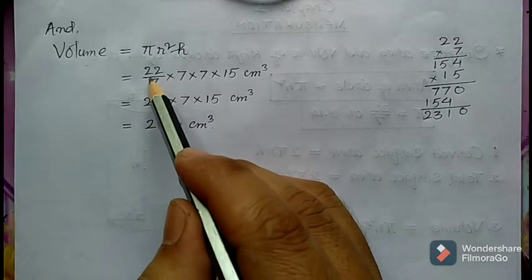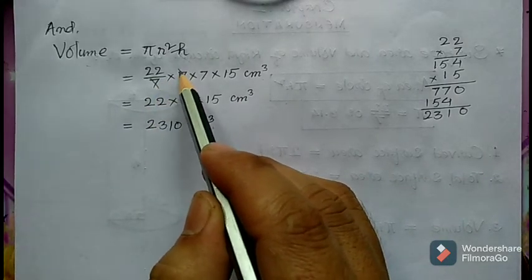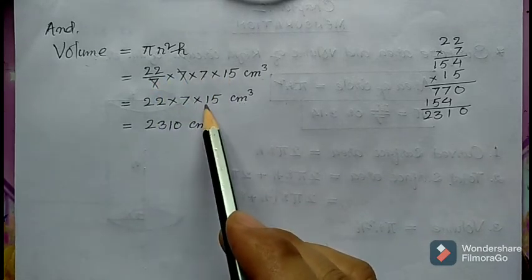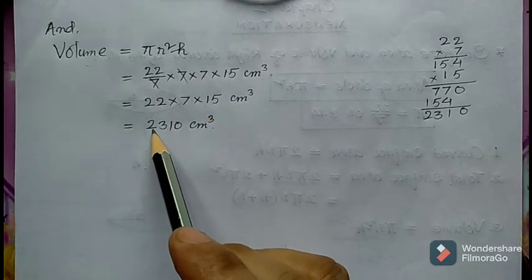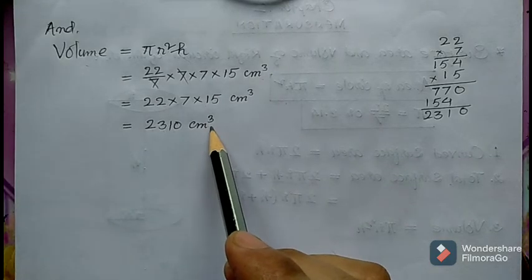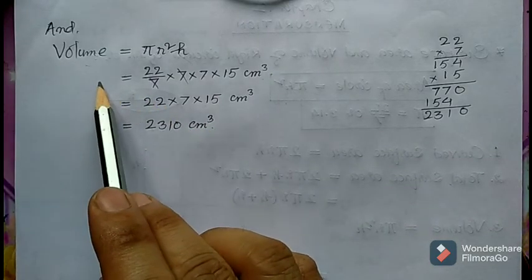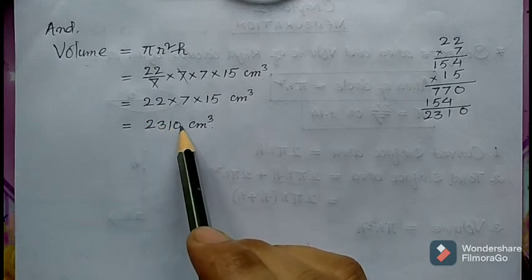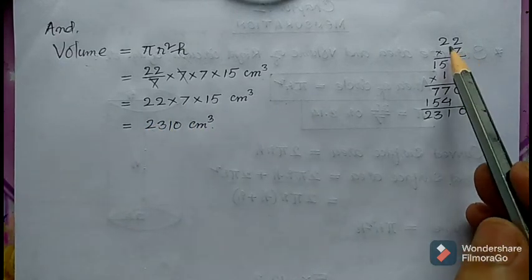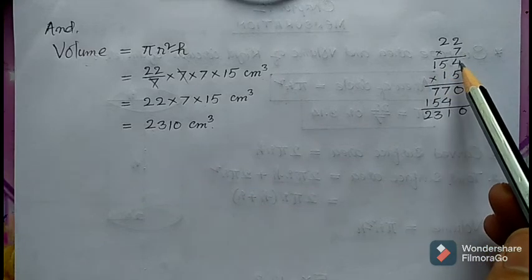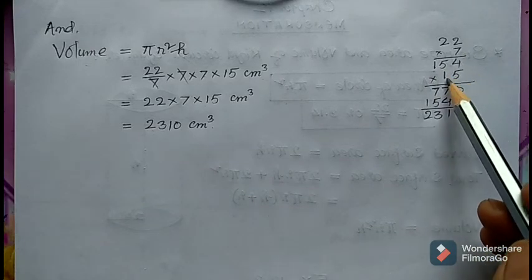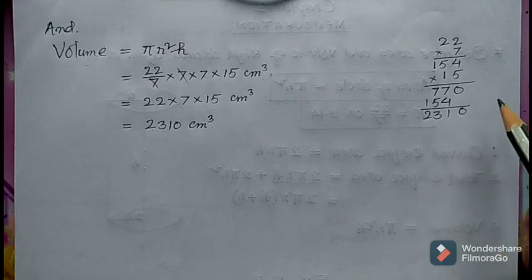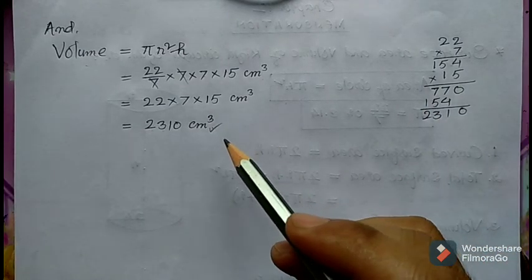Again, you can see we can cancel this 7 and 7 from the numerator. Then finally we are left with 22, 7, 15. The product of these three numbers is 2310 centimeter cube. This is the volume of the cylinder. And getting this answer 2310 is shown here in the rough column. 22 into 7 we get 154. Again multiplying by 15, finally we get 2310. So there is the volume.